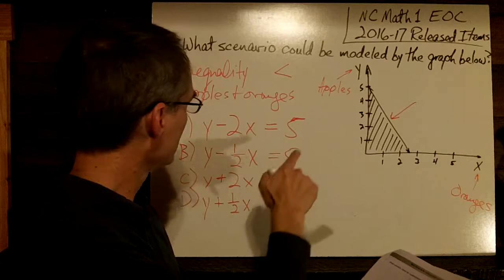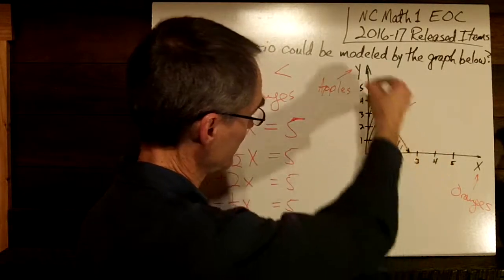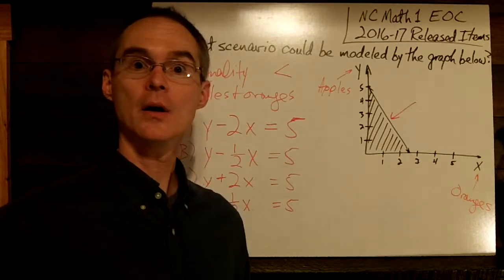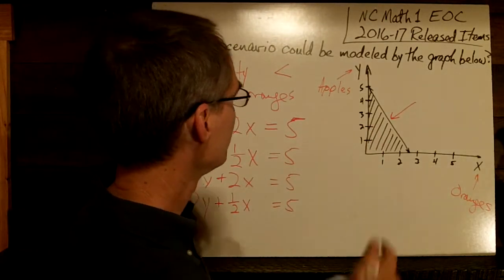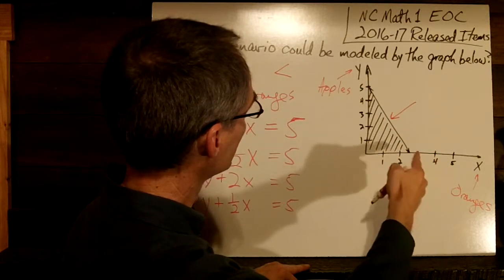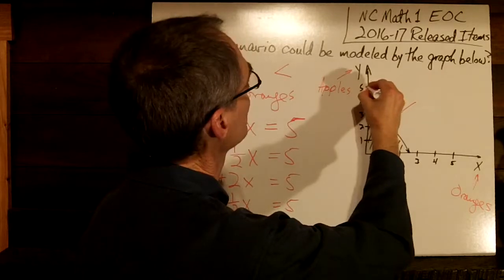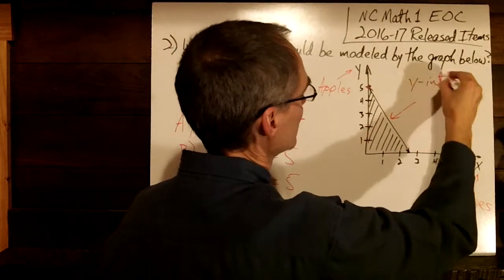If I can figure out the equation for this straight line, and if it matches one of these, then I'll be in business. So let's see. I've got a straight line, and I notice it has a y-intercept of 5. The y-intercept is 5.